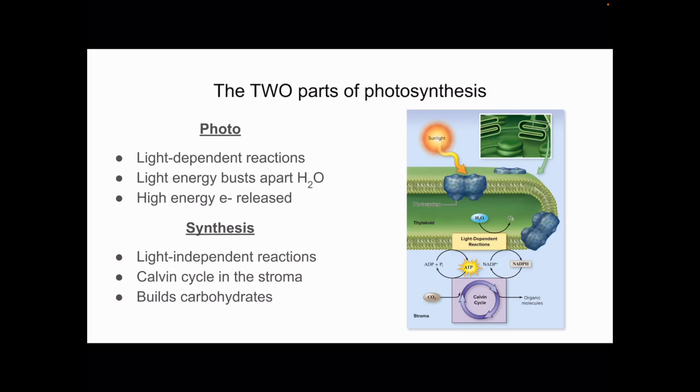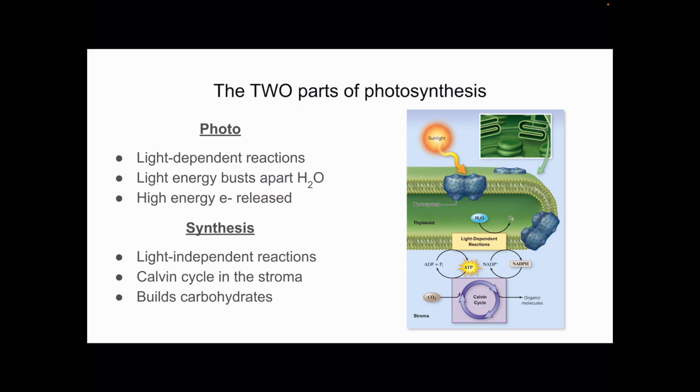There's also a part of photosynthesis, the synthesis part, that can happen whether it's light or dark. We call this the Calvin cycle. It's also known as the dark reactions. We call these the light independent reactions because as long as we have ATP, these reactions can occur.